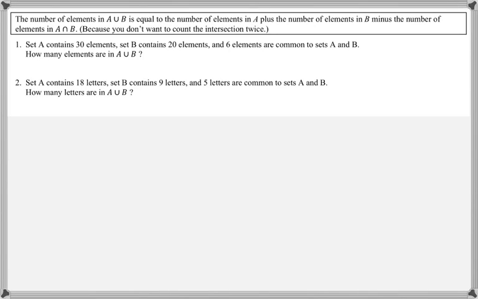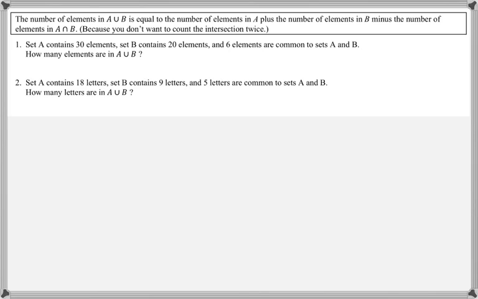The number of elements in A union B is equal to the number of elements in A plus the number of elements in B minus the number of elements in A intersect B. So we have to subtract the intersection because it's included in both A and B. And if you don't subtract it, then you're counting it twice.